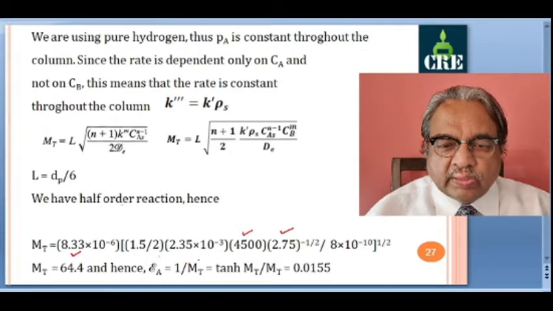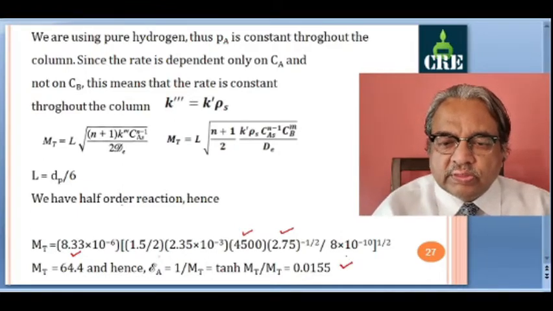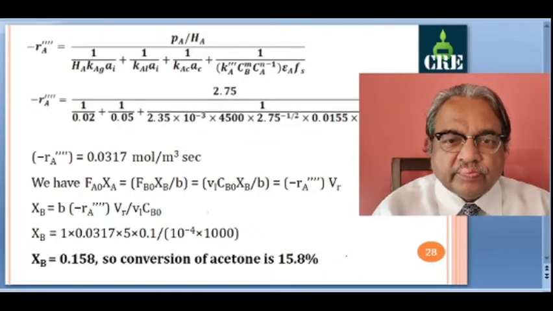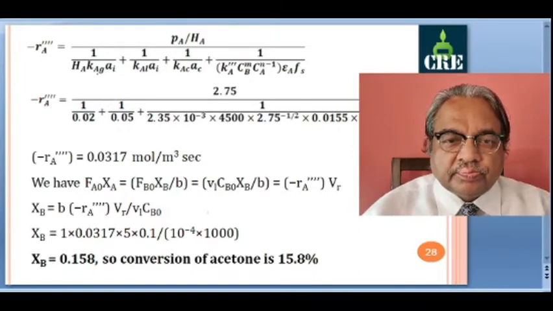So epsilon A is tanh MT by MT, or it is the same as 1 by MT, which comes out to be 0.0155. Now we have this equation. All the values are known. PA by HA is 2.75.